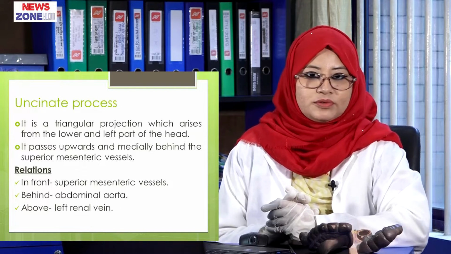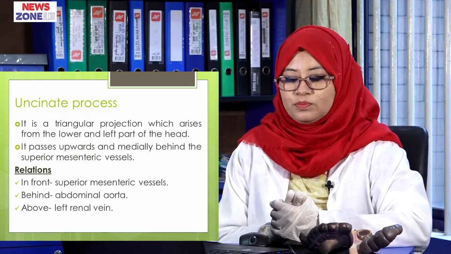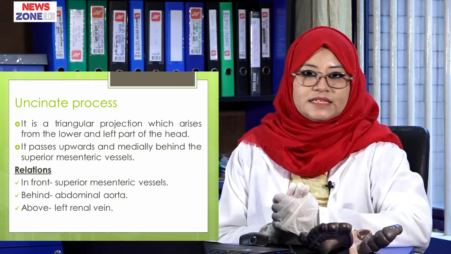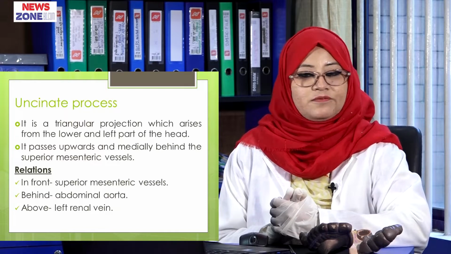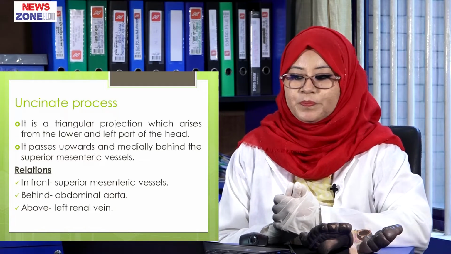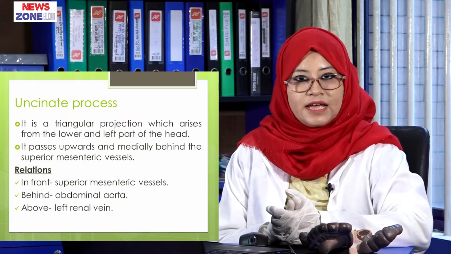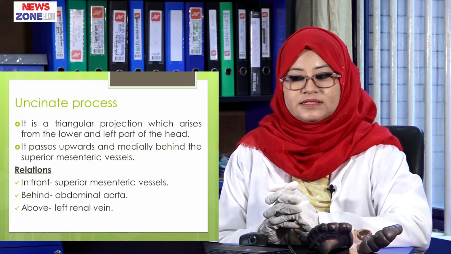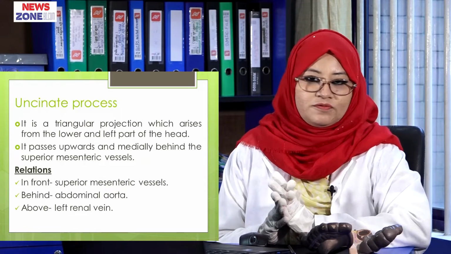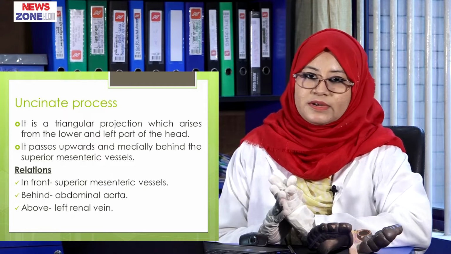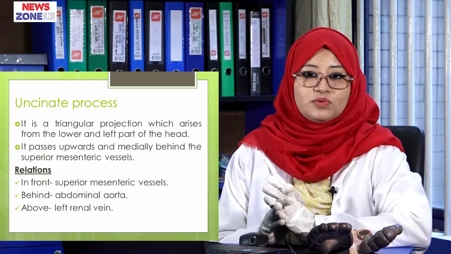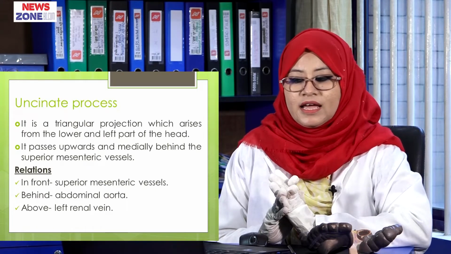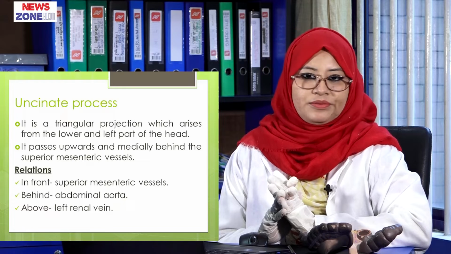Now uncinate process. It is a triangular projection which arises from the lower and left part of the head. It passes upwards and medially behind the superior mesenteric vessels. It is related in front with the superior mesenteric vessels, behind with the abdominal aorta, and above left renal vein.